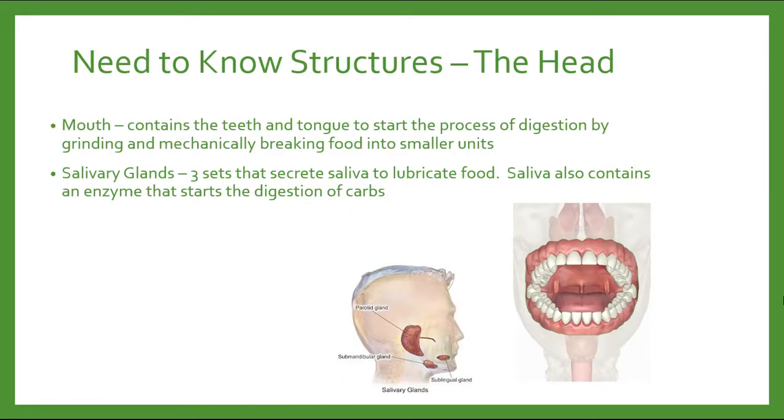For our need-to-know structures, the ones that we'll find in the head are the mouth, which is there to start the physical portion of digestion. So your teeth and your tongue physically will mix up the food, breaking it down into smaller units. But the chemical breakdown of food also begins in the mouth. You have salivary glands that secrete saliva, which contains some enzymes that will start breaking down carbohydrates as soon as they enter into the mouth.